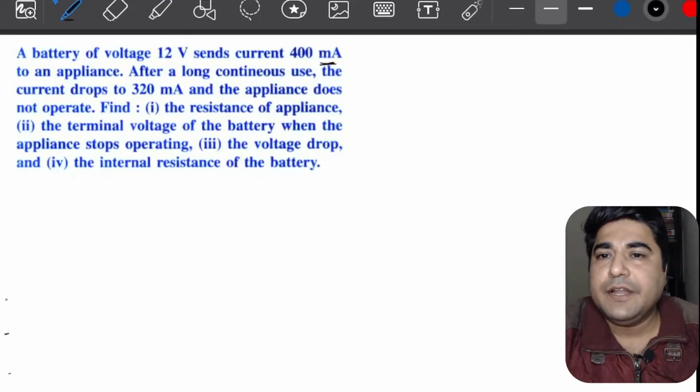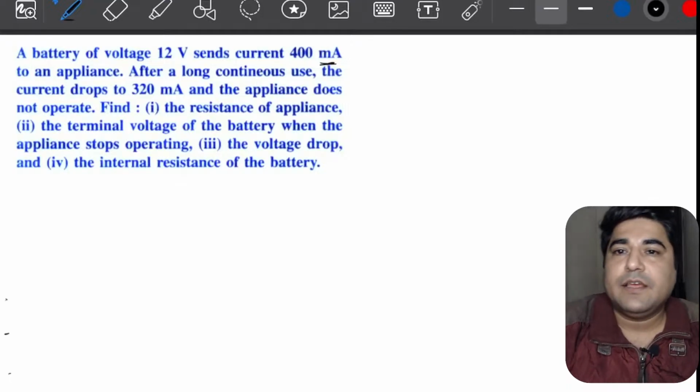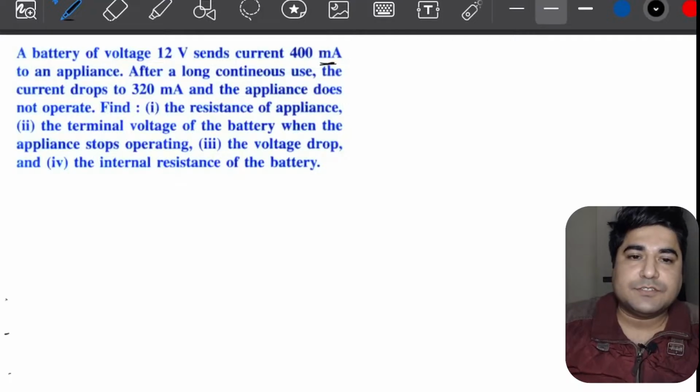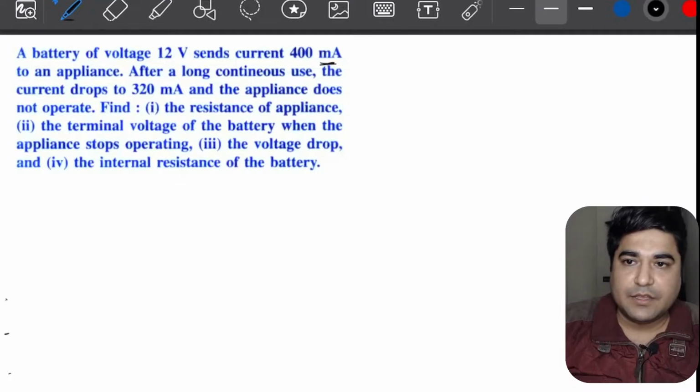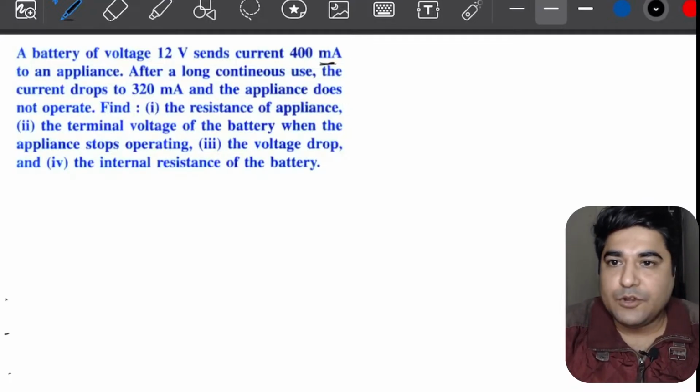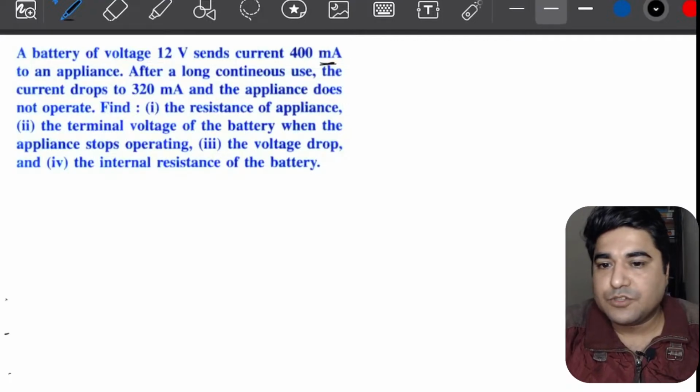After long continuous use, the current drops to a lower value and the appliance does not operate. We need to find the resistance of the appliance, the terminal voltage of the battery when the appliance stops operating, the voltage drop, and the internal resistance of the battery. So these parameters we need to answer over here. I am again giving you 2 minutes to understand this question, and then we'll directly jump into the solution.